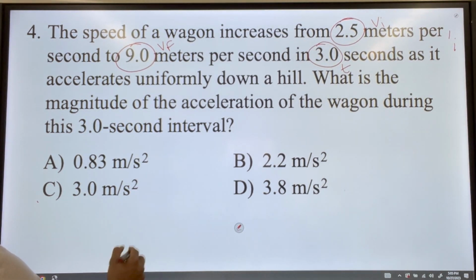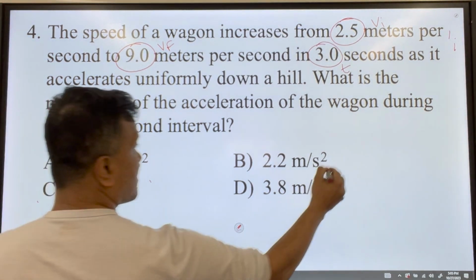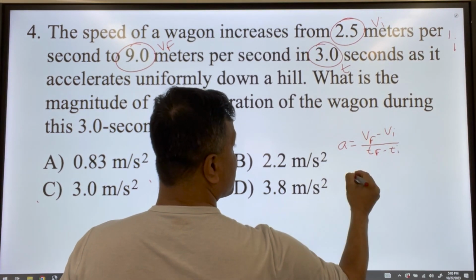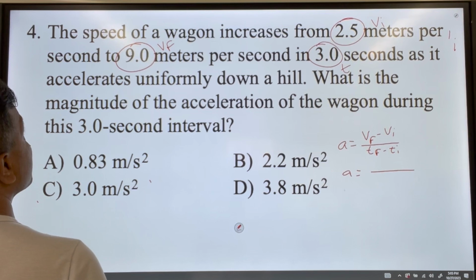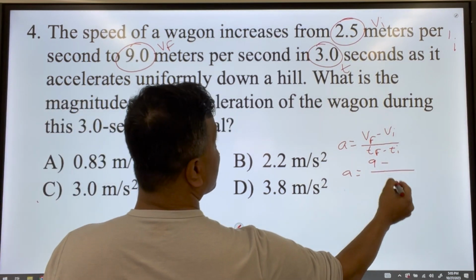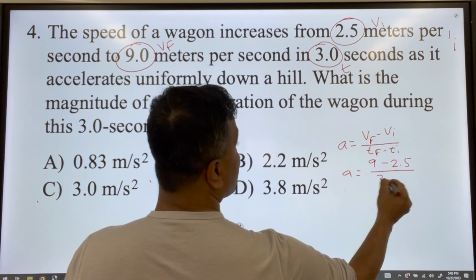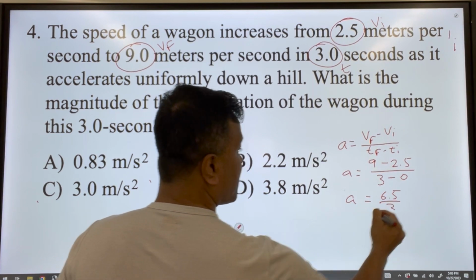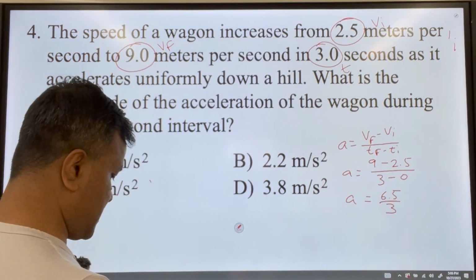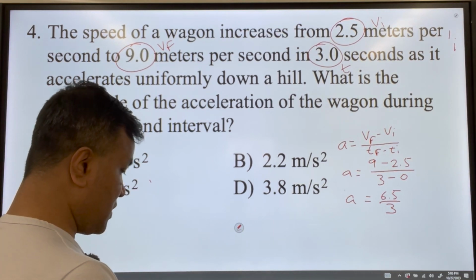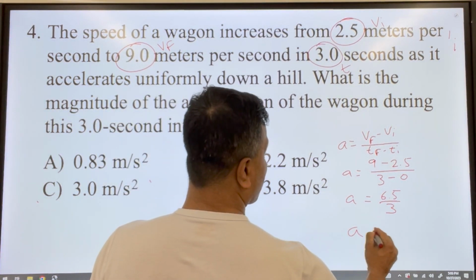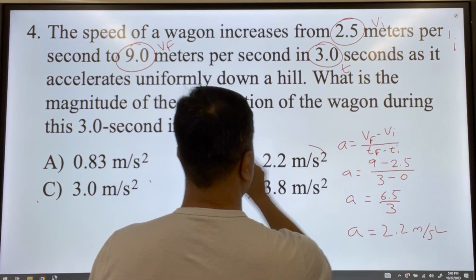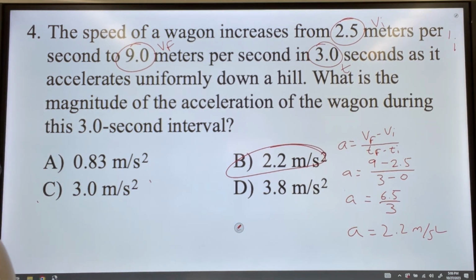So again, this time you have acceleration is (Vf minus Vi) over (Tf minus Ti). You're just going to use the formula. Vf is 9, Vi is 2.5, Tf is 3 minus 0. So you have 6.5 over 3, so 6.5 divided by 3, and that would be 2.2. Acceleration is 2.2 meters per second squared, and that would be B. That takes us to problem number 5.